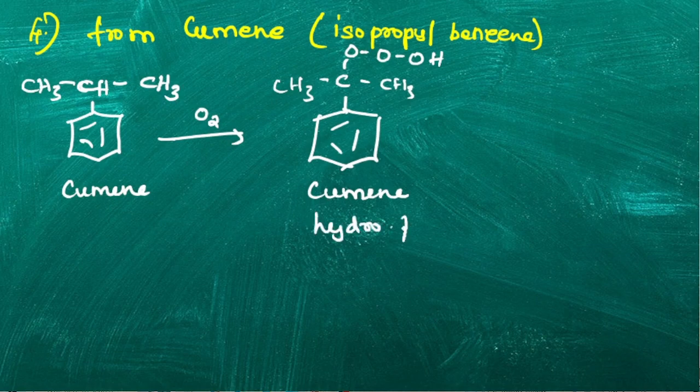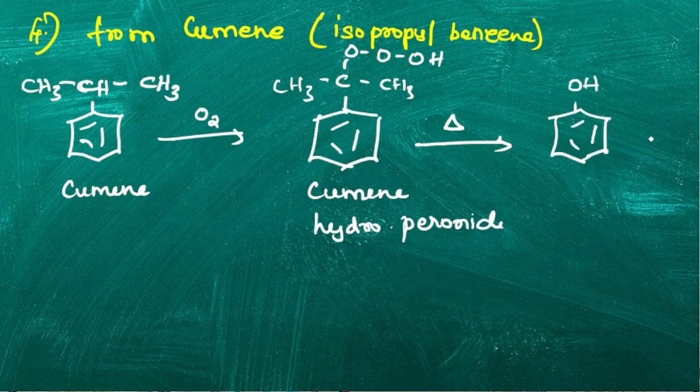To this cumin hydroperoxide, you are going to supply some heat energy, so that OH will be produced with the liberation of CH3, C double bond O, and your phenol is going to be formed.